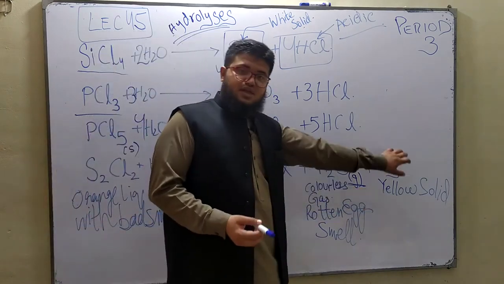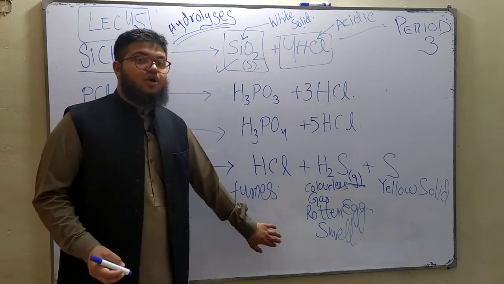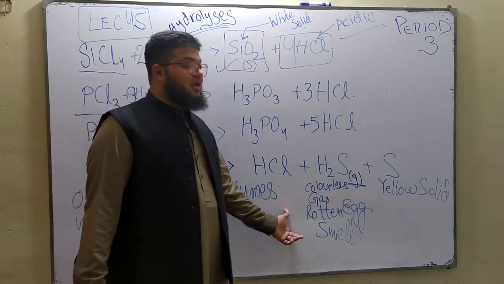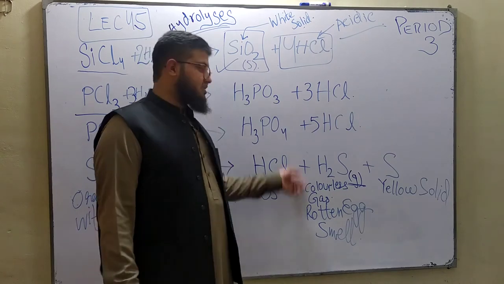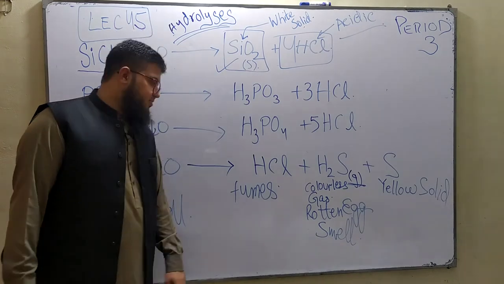Observation: yellow solid, sulfur. H2S is a colorless gas, but it has a rotten egg odor, meaning a bad egg smell. So that's how you can identify H2S. For identification of gases, H2S can be identified by its odor, and HCl fumes are going to be observed.